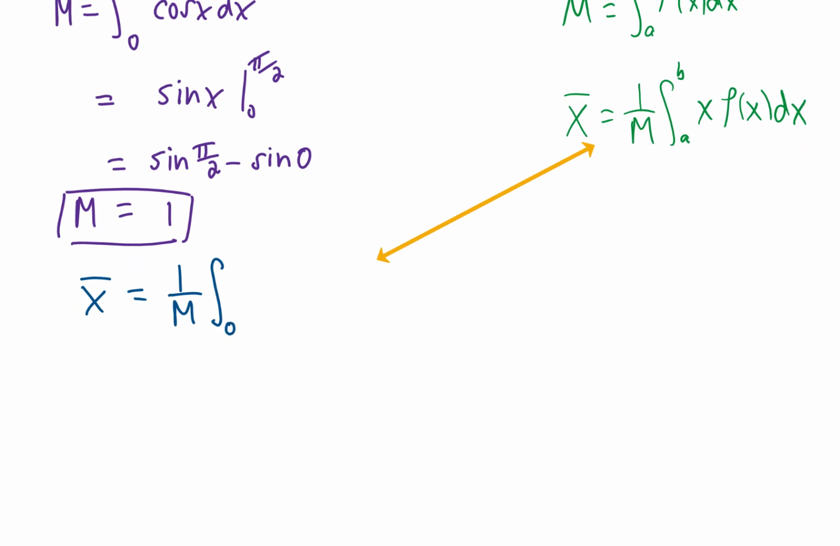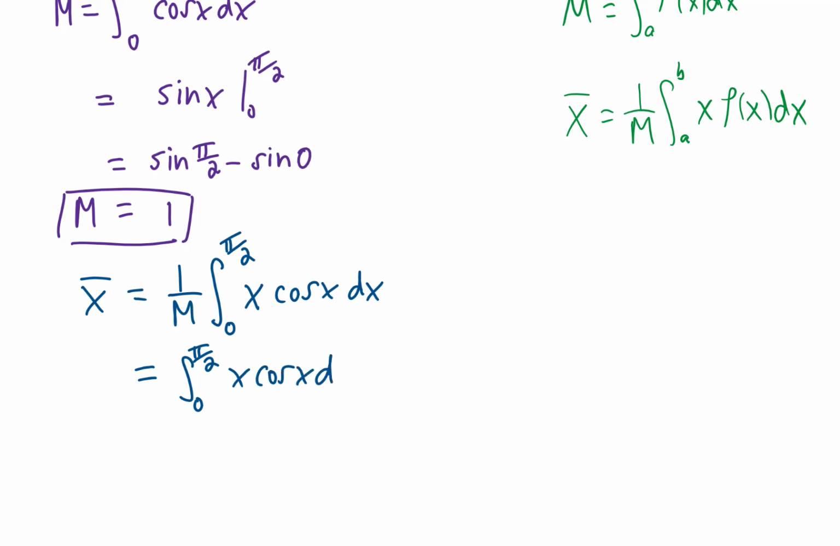We're going to integrate between 0 and pi over 2 again, except this time we're going to integrate x times the density. And considering that m is just 1, we just have an integral from 0 to pi over 2 of x times the cosine of x dx. Now to do this integral, we're going to have to integrate by parts.